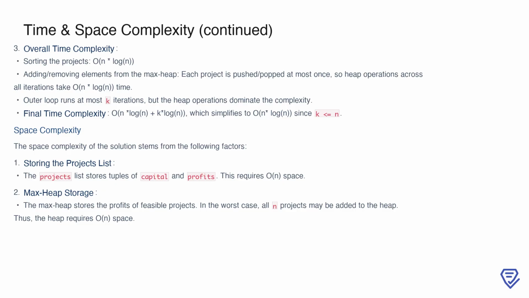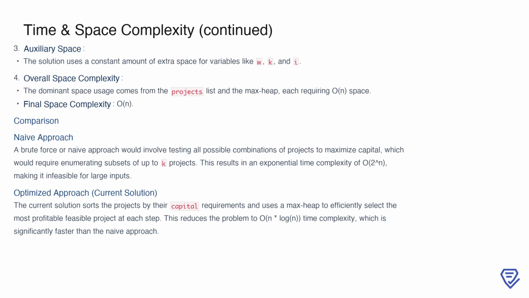For the space complexity, the projects list itself requires n space to store tuples of capital and profit. The max heap, which holds the profits of feasible projects, also requires n space in the worst case when all projects are added to the heap. These are the 2 primary contributors to space usage. Additionally, the solution uses a small, constant amount of auxiliary space for variables like W, k, and i. This auxiliary space is negligible compared to the space used by the projects list and the max heap. Therefore, the overall space complexity remains n, as the dominant factors are the storage for the list and heap.